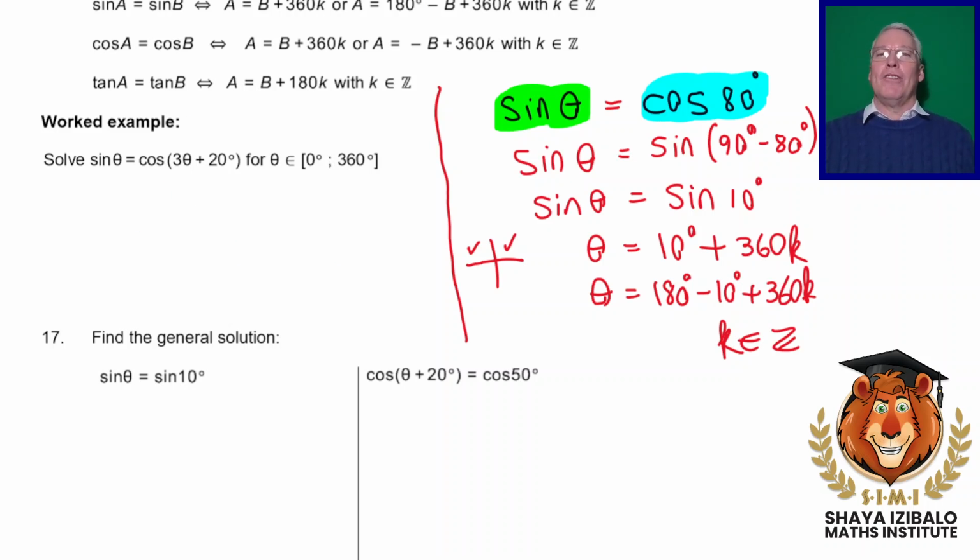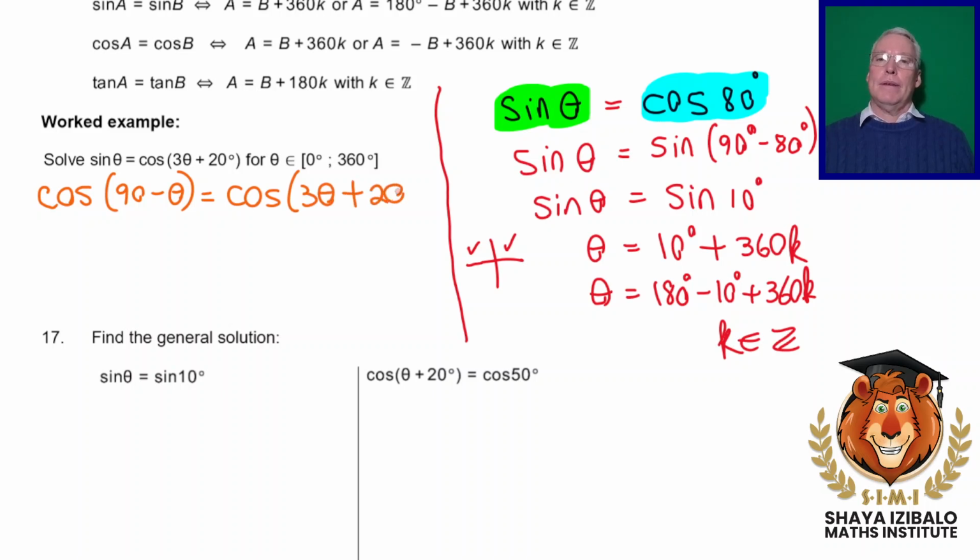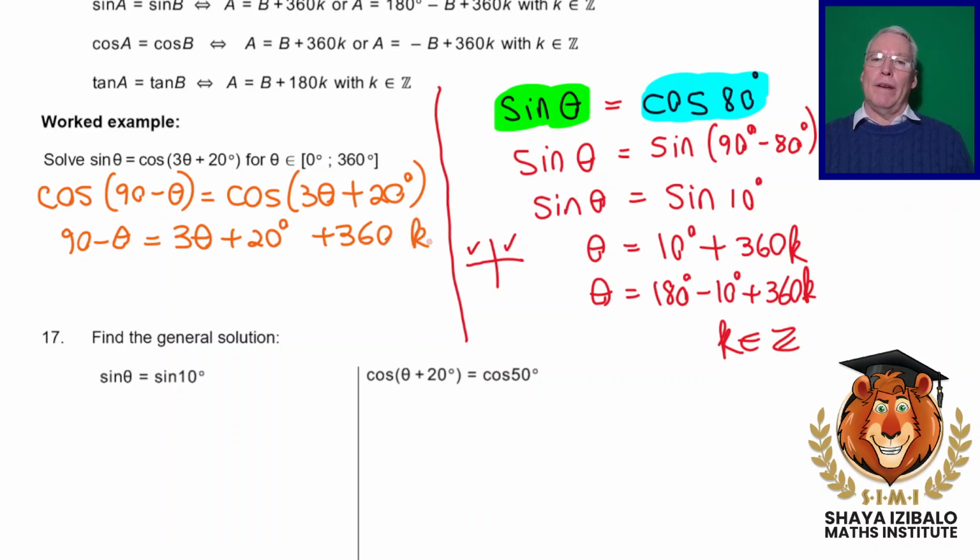This time, in fact, we're going to change this one to cos of 90 minus theta. So sine of theta is exactly the same as cos of 90 minus theta. And so now we've got cos of 90 minus theta is cos of 3 theta plus 20. Now there are two possibilities. Either 90 minus theta is 3 theta plus 20, plus 360k. In other words, the two are equal to one another.